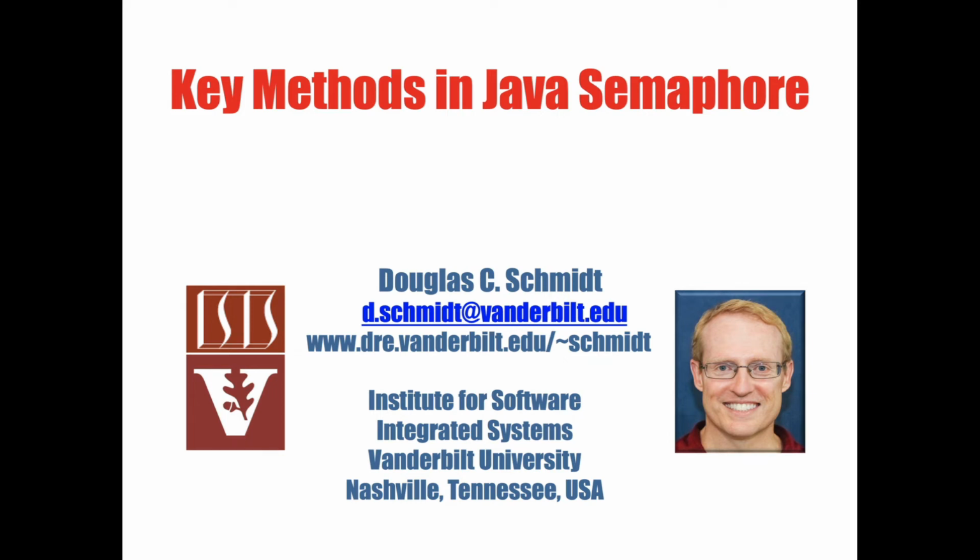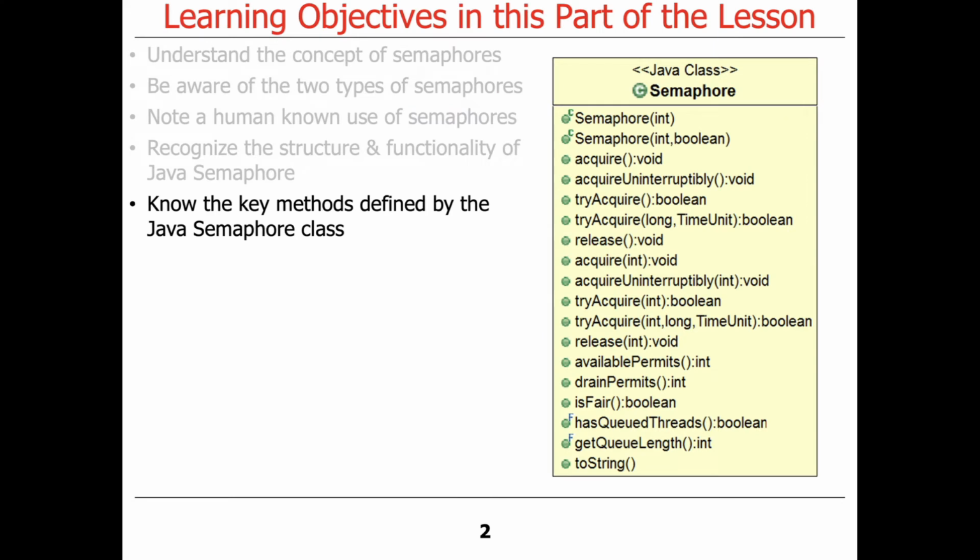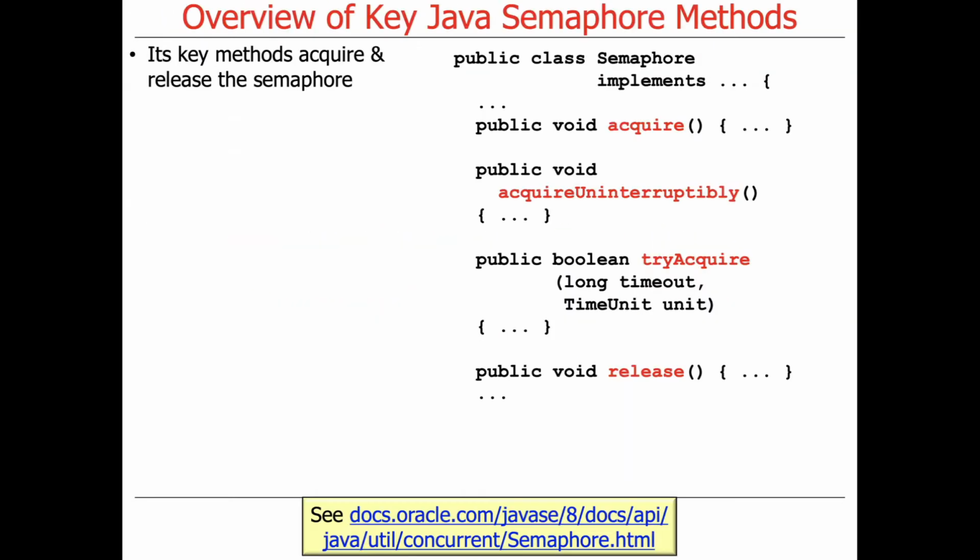We're going to continue our coverage of Java semaphores, and we're going to talk about some of the key methods. I suspect you've probably figured some of these methods out already because it's not too complicated, but I want to talk about the richness of the methods defined in the Java semaphore class. And you can see there's a lot of them. So let's start with the most fundamental methods, the key methods that are used to acquire and release a semaphore.